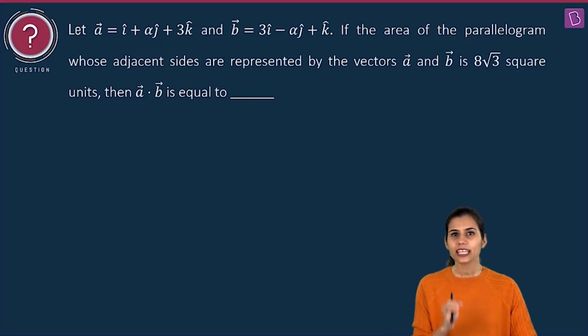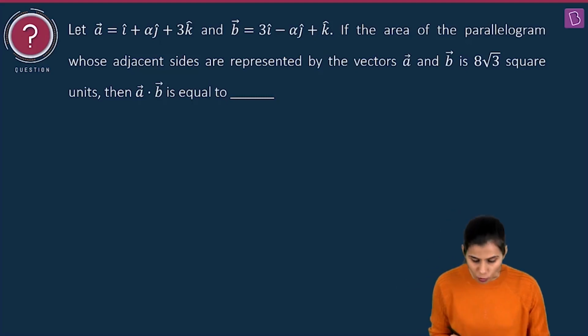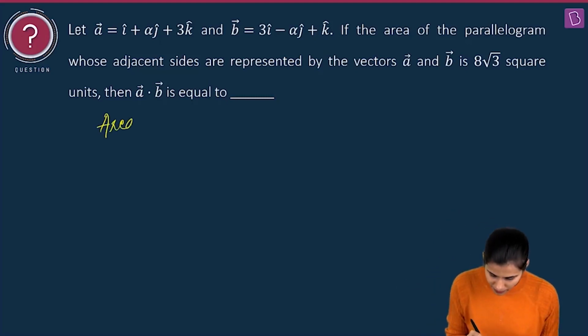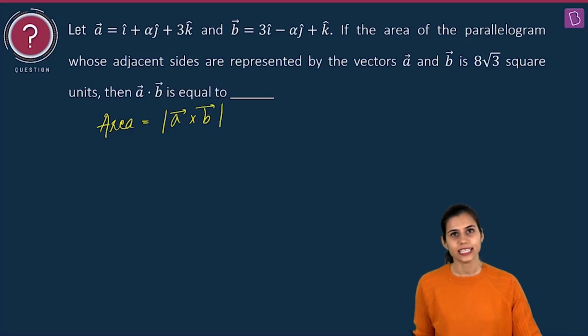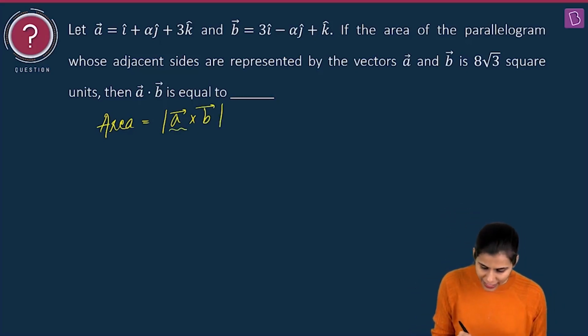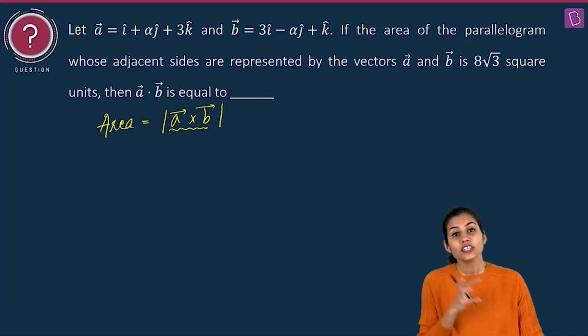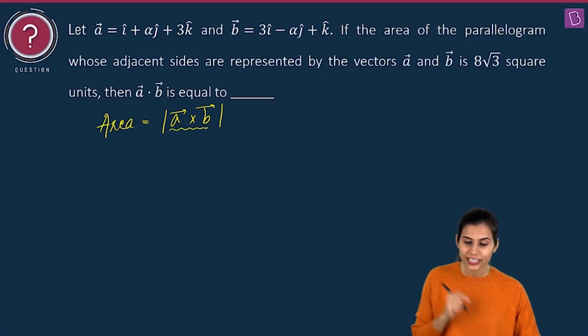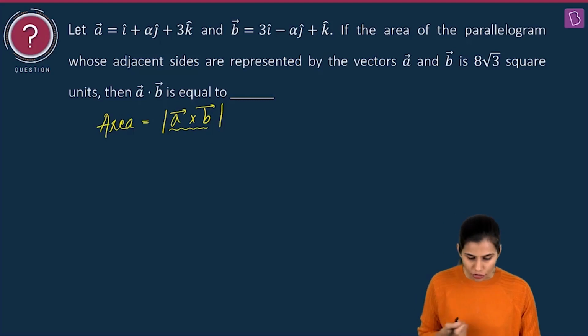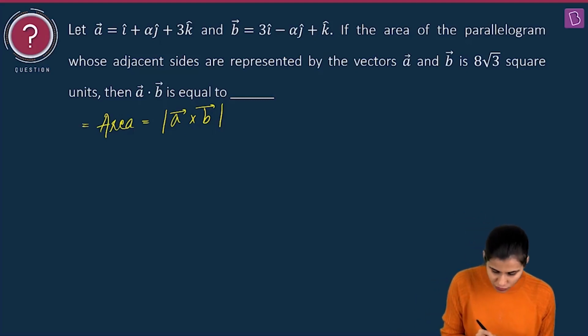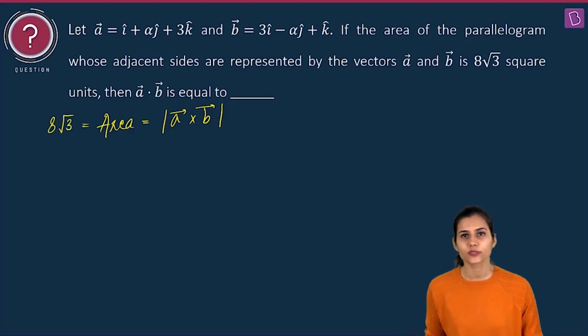This is a direct application of the concept that the area of a parallelogram whose adjacent sides are A vector and B vector is simply given by the magnitude of A vector cross B vector. Yes, the modulus of the A cross B vector is a non-negative quantity which represents the area of this very parallelogram. Alright, so this area is actually given to us as 8 root 3 square units.